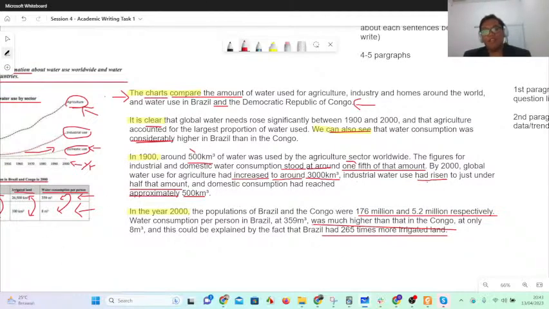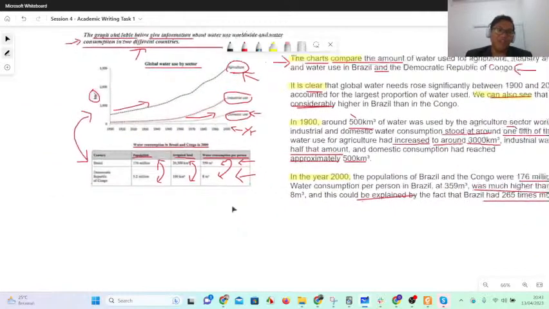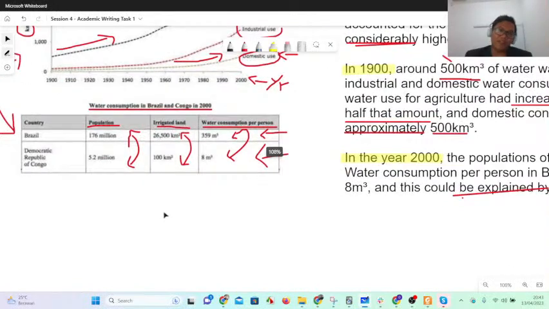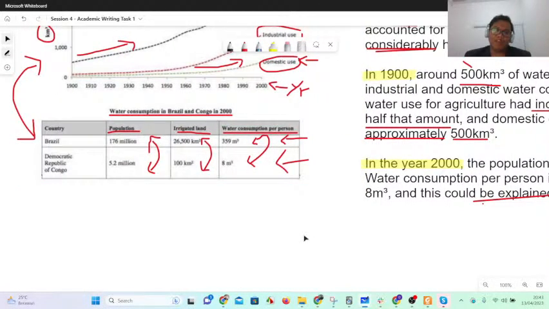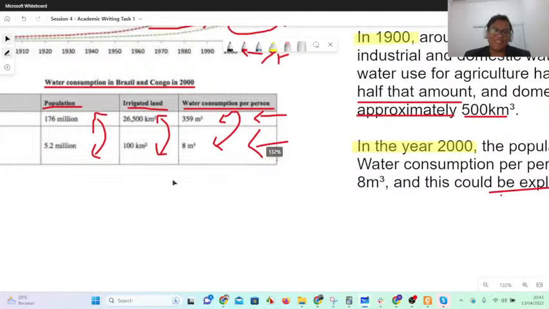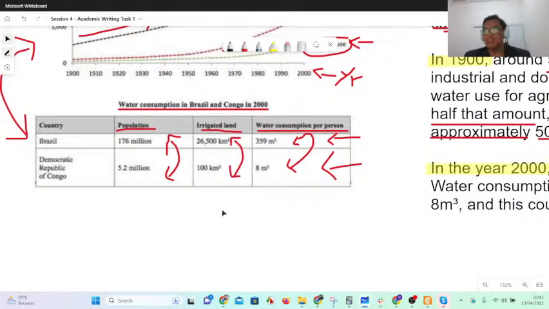If you take a look at the last sentence, it's much higher than that in Congo at only 8 cubic meters. And this could be explained by the fact that Brazil had 265 times more irrigated land. Now, if you take a look here, water consumption in Brazil, irrigated land, water consumption per person, they don't establish any connection based on the chart, right?